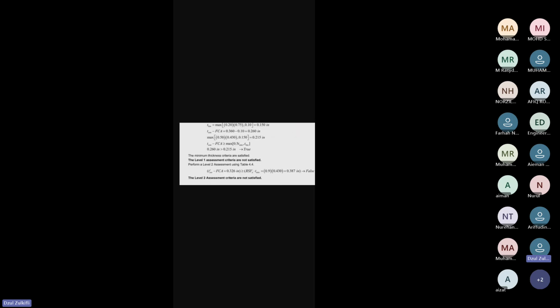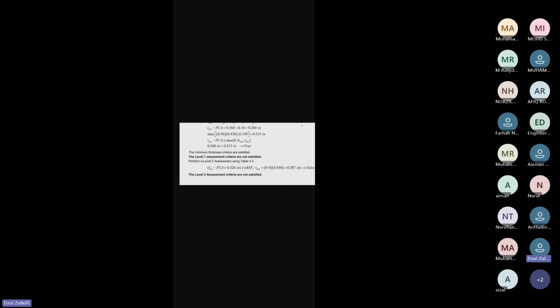And essentially it is not satisfied in level 1, and level 2 pula is still part 4. Basically it's just 0.43 thickness yang diperlukan tu darab 0.9 tu saja. And ini pun tak lepas juga because our lowest thickness is 0.326 inch tadi on the other direction.